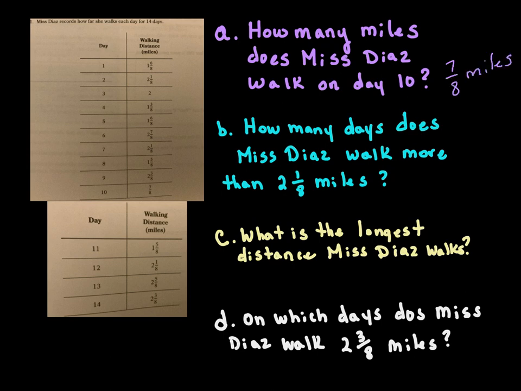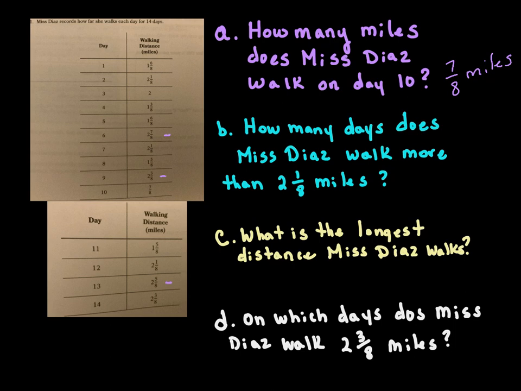Next question, how many days does Miss Diaz walk more than 2 1/8 of a mile? So they want to know how much more than 2 1/8. So I have to go greater than 2 1/8. So we have to find how many of that is. So we've got 1 here. We got 2 5/8. That's 1. We got 2 3/8. That's 2. 2 7/8. That's 3.